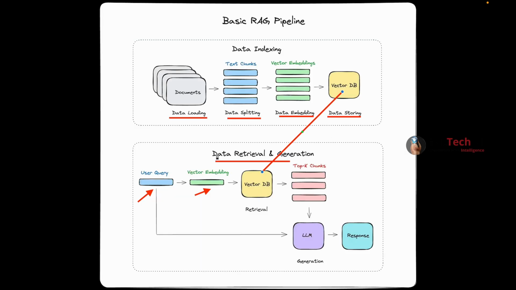Now the next step that we have to do is the data retrieval and generation part. Now we have all the information in the vector database. Once a user asks a query, we have to set it up such that the user query is embedded, and it searches the vector database and gets all the relevant chunks, and then combines with the LLM to give us a response. This is the next workflow that we need to create. Now let's start building that.